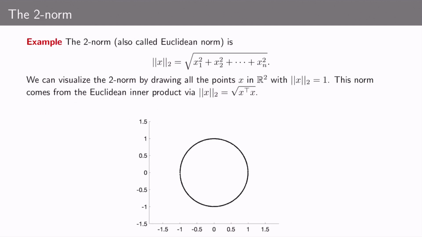Let's look at our first example of a norm, the 2 norm. This is the familiar Euclidean norm, where in order to measure the length of a vector, I take the square root of the sum of the squares of the components. In my opinion, the best way to visualize a norm, if you can, is to draw all the points in our vector space that have norm 1. In this case, here's the origin, and all of the points on this circle right here are the points that have norm 1 in the Euclidean norm. It's worth noting as well that this norm arises from the inner product that we've already discussed.